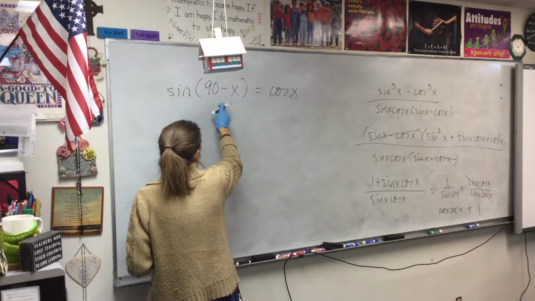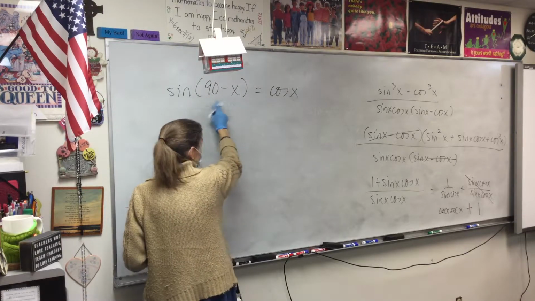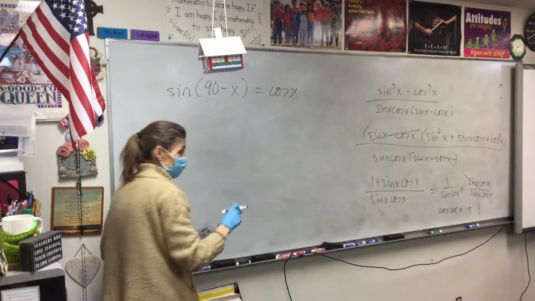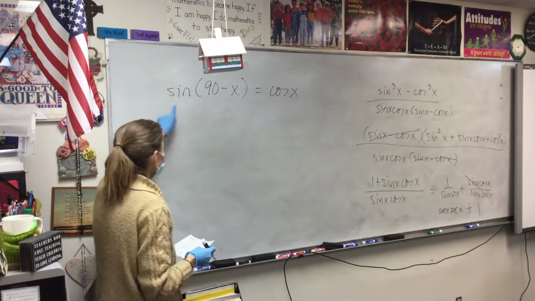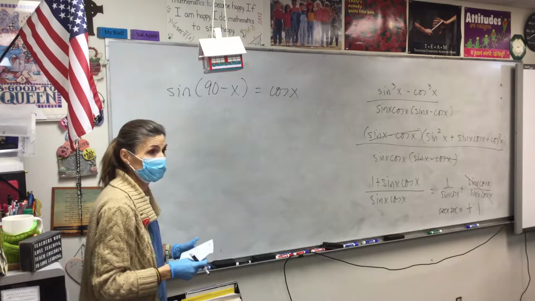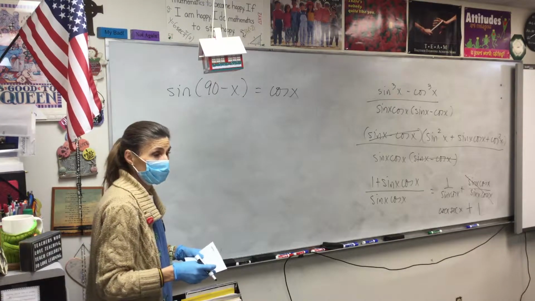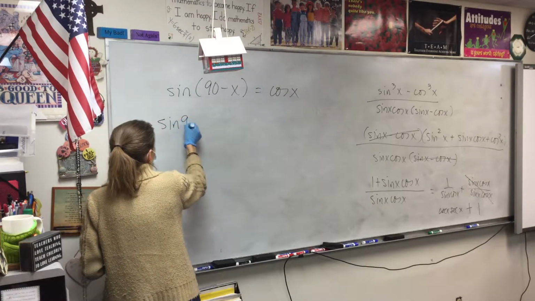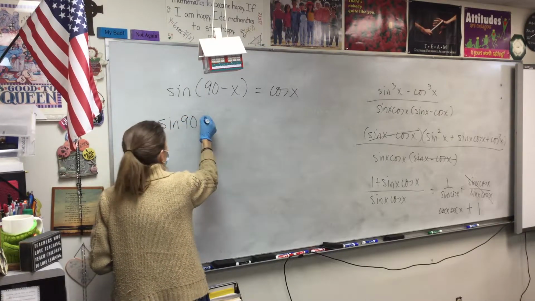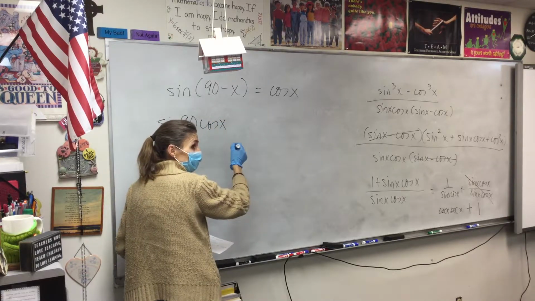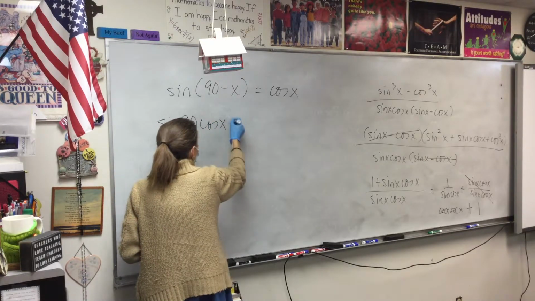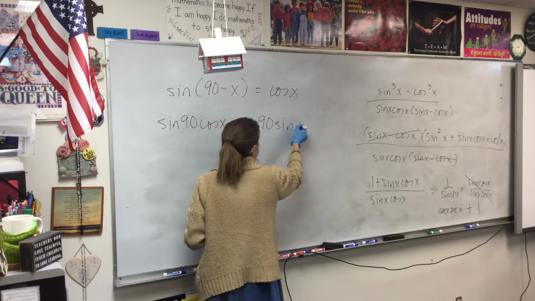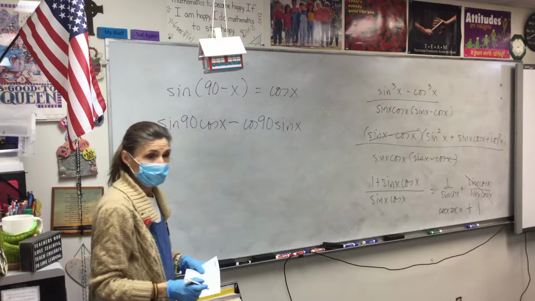This is one of the formulas. This is a difference. These are being subtracted. So how do we do the sine of a subtraction? What does our formula tell us to do with the sine of a subtraction? Okay, what's the pattern for sine? Sine of the first, cosine of the second, minus cosine of the first, sine of the second. Is that good with everybody?